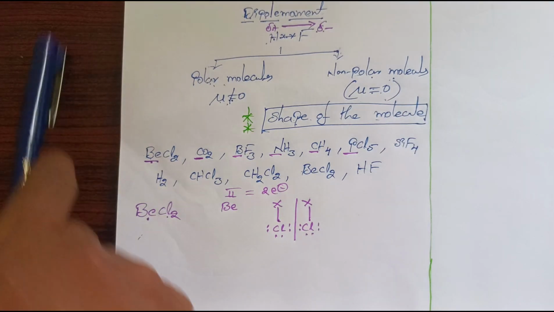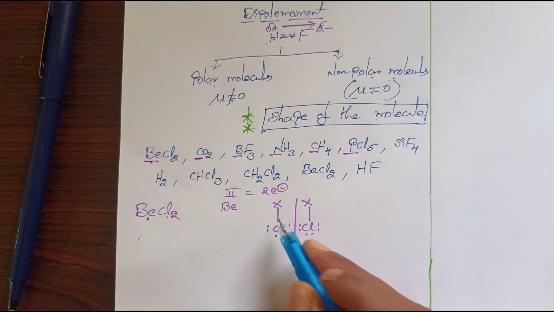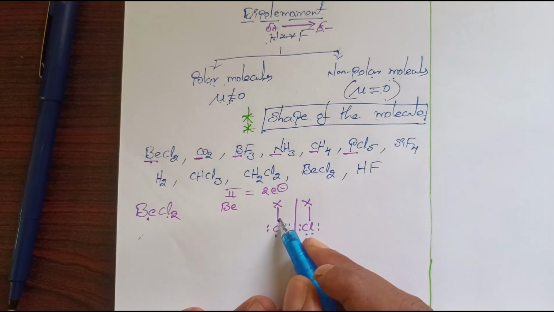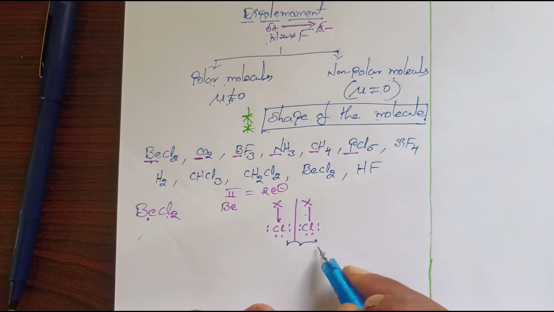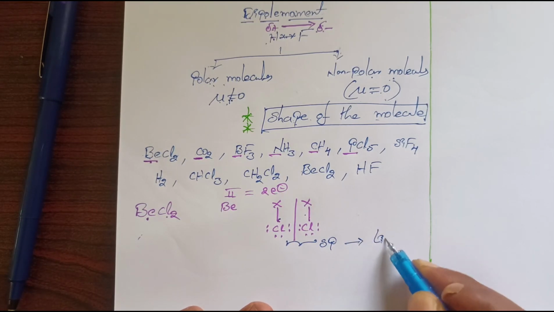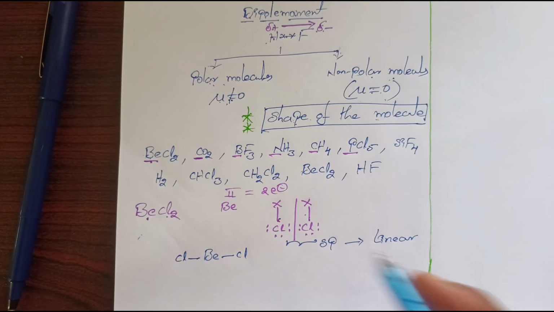Now what is the hybridization? Hybridization starts with the s orbital. Generally which orbital is present first? The s orbital. So this is s, this is p. What is the hybridization here? sp hybridization. And sp hybridization means what is the shape of the molecule? Linear. BeCl2 exists in a linear arrangement like this.